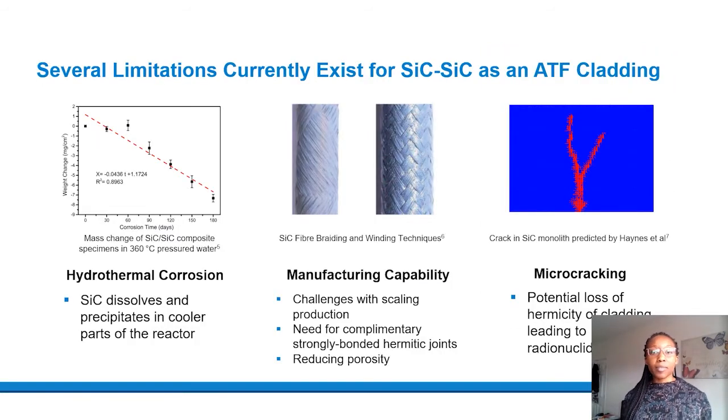There are several barriers to the commercial deployment of SiC-SiC in existing reactors. Number 1 is SiC-SiC susceptibility to hydrothermal corrosion. Number 2 are the manufacturing challenges regarding scaling the production of silicon carbide composites, and thirdly, the challenges with regards to producing a hermetically sealed joint between the silicon carbide tubing and the end cap that goes on the end. And the final challenge, which is the focus of this work, is the propensity of silicon carbide composites to microcrack under the loading conditions found in typical light water reactors under normal operating conditions.